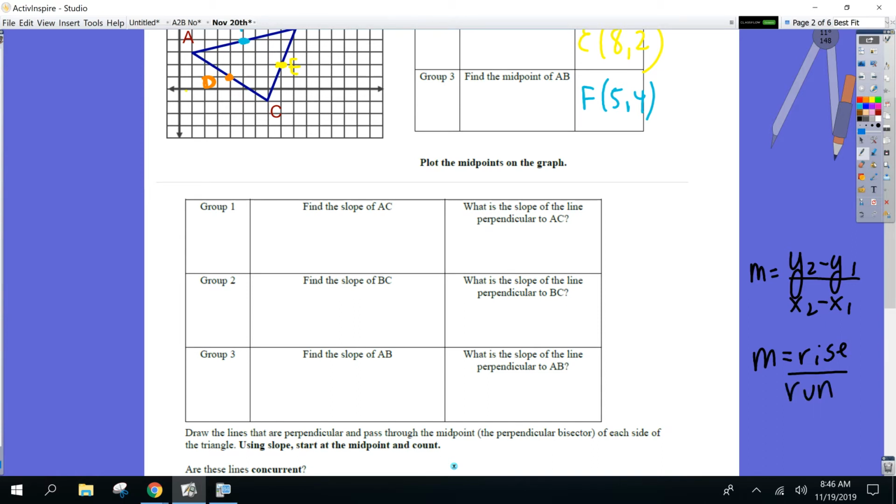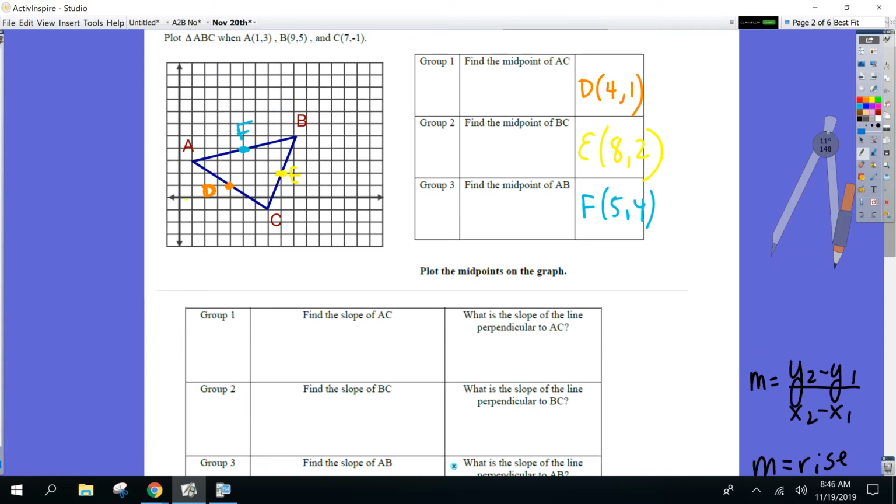Okay, so go ahead with your segment. Find the slope of your line, your side, and then what would be the slope of a line perpendicular to it? Check around you as well. How do perpendicular lines and slopes relate again?